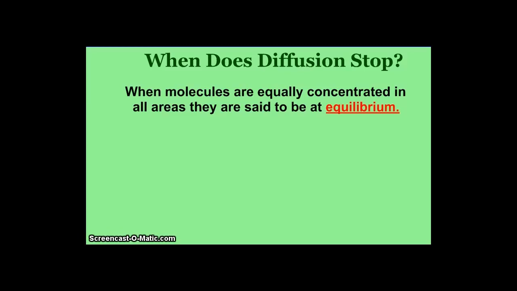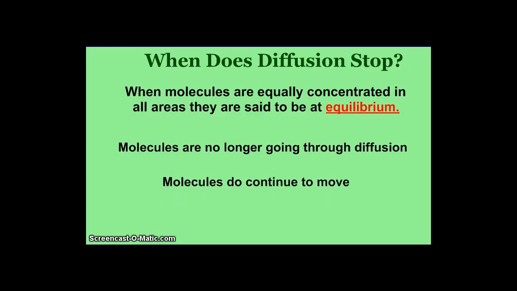So when does diffusion stop? When all molecules are equally concentrated in all areas, they're said to be at equilibrium. When that happens, molecules are no longer going through diffusion, and diffusion has stopped. However, it's important to understand that molecules do continue to move even during that time.